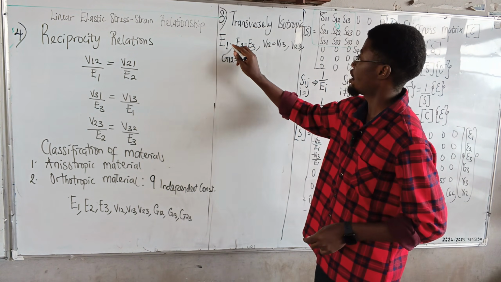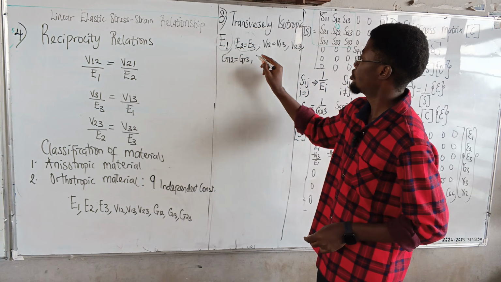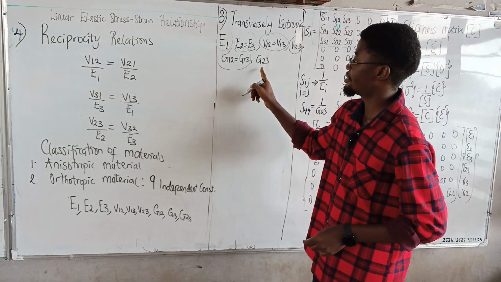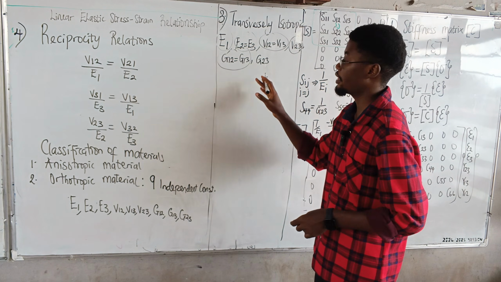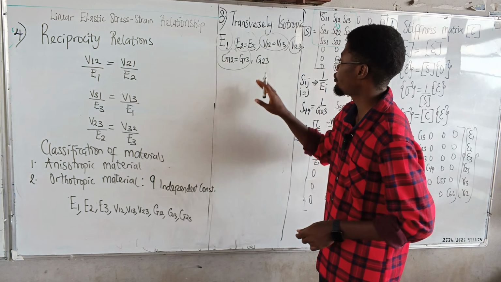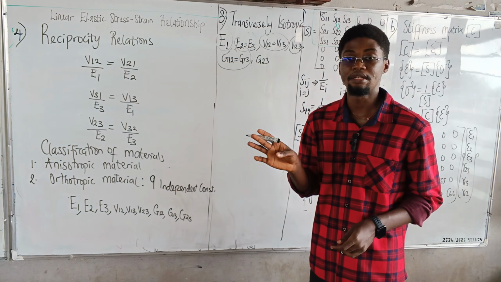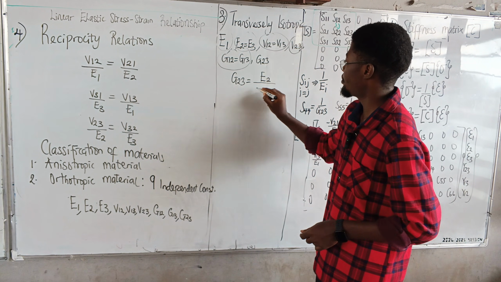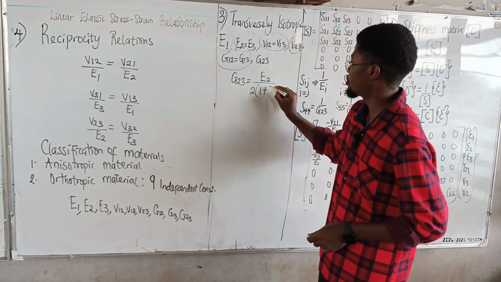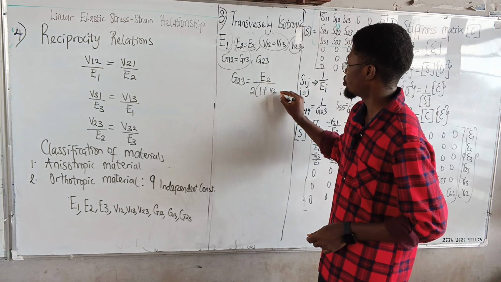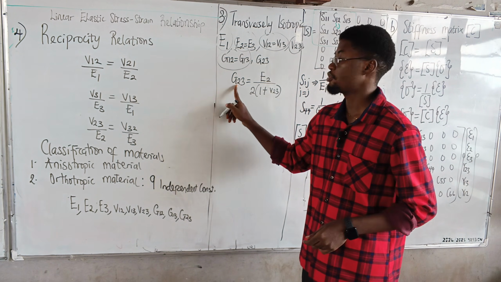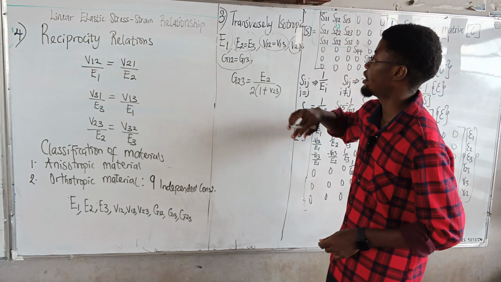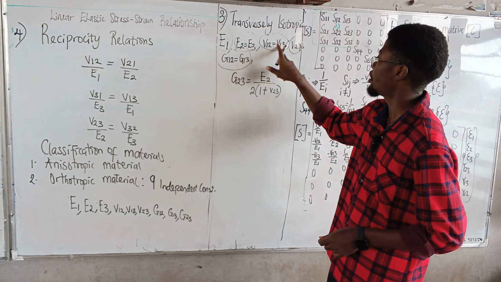Then G23. Now I'm supposed to include G23 here. Then if you now count, how many constants do you have? 1, 2, let me add G23. You have 1, 2, 3, 4, 5, and 6. But the thing is, G23 has a particular formula for it. So the formula has made it not to be independent again. What's the formula? Anywhere you see G23, the formula is E2 divided by 2 bracket 1 plus Poisson ratio D23. So with this formula, I am able to find G23. That makes it not independent. So how many independent constants do I now have?